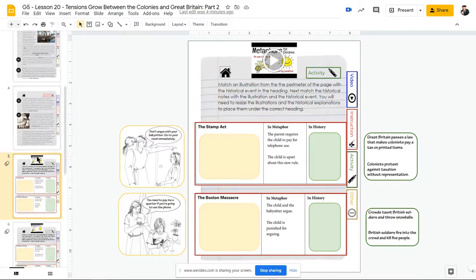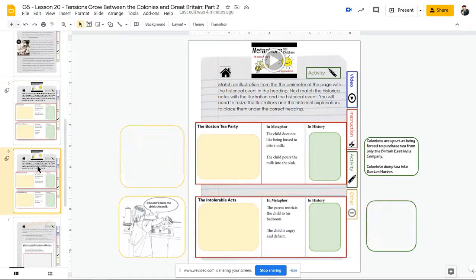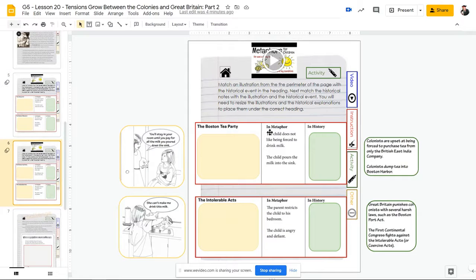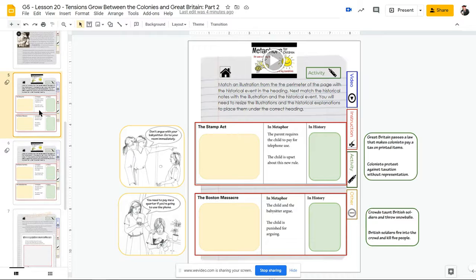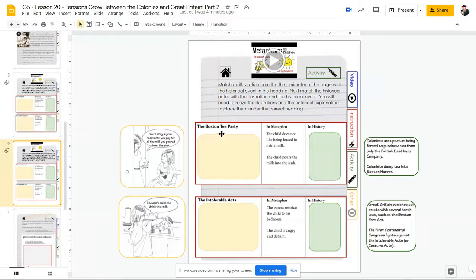There are 2 of these pages this week, so we'll do a grand total of 6 of these matches: Stamp Act, Boston Massacre, Boston Tea Party, and the Intolerable Acts.